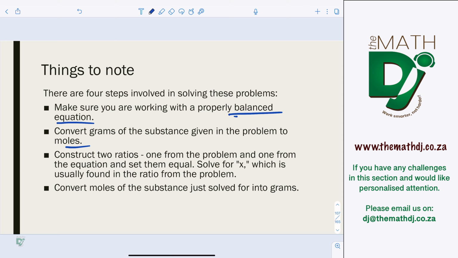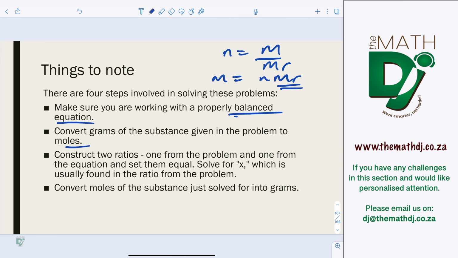If there are grams, you have to convert them into moles using this formula. If it's mass, you want it over Mr, like that. This one is easy because it's always given. You can always calculate it using your periodic table, or sometimes it's given in the question. Step 3, construct 2 ratios that come from the balanced equation: 1 from the problem and 1 from the equation.